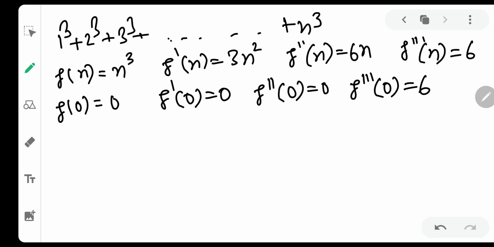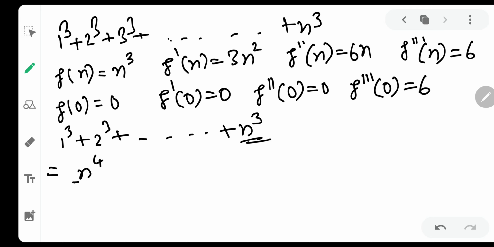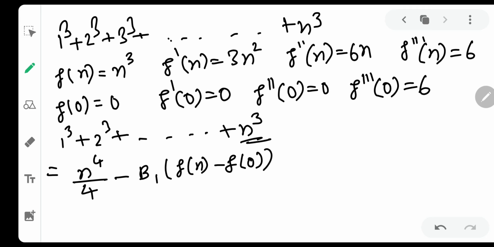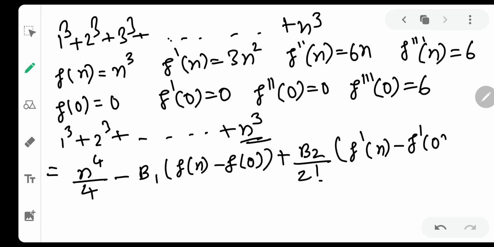Okay, now moving ahead, if you need to understand 1 cube plus 2 cube up to so on n cube, so that will be what? That will simply be last power increased by 1 and divided like this. Then you will write down minus b1 fn minus f0. Okay, so fn minus f0 exists, plus b2 by 2 factorial f dash n minus f dash 0, then minus b3 by 3 factorial.